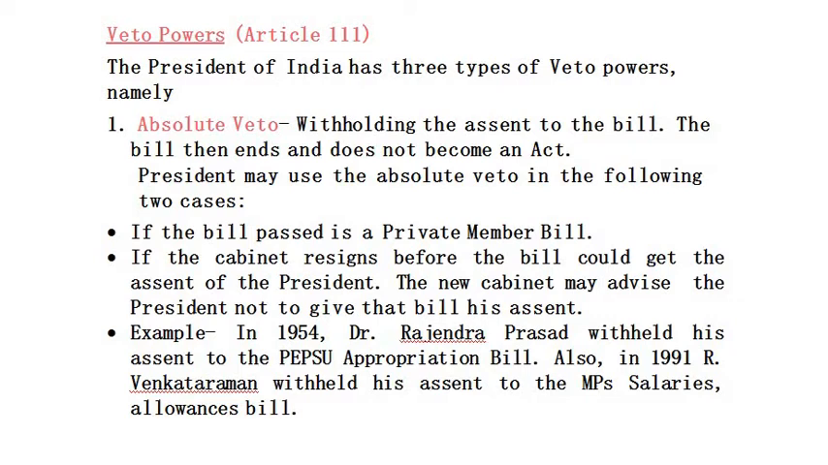For example, in 1954, Dr. Rajendra Prasad withheld his assent to the PEPSU Appropriation Bill. Also in 1991, R. Venkataraman withheld his assent to the MPs' Salaries and Allowances Bill. Those were some examples.